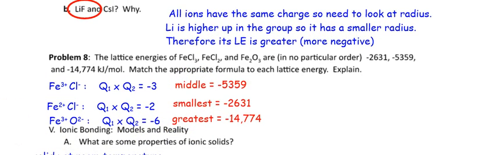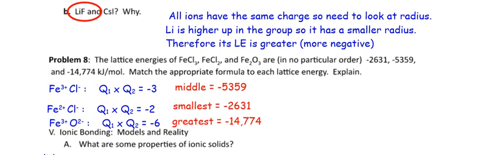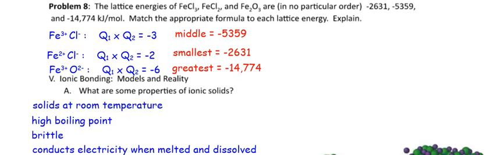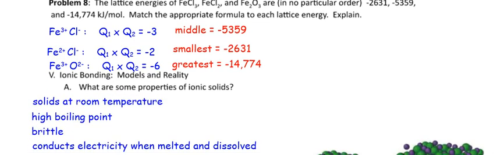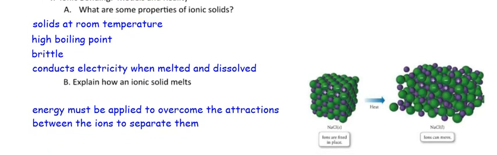So it says ionic bonding, what are some properties of ionic solids? I've already alluded to the boiling point, right? So here we go. The solids at room temperature, because it has such a high boiling point, it's going to be a solid for a very long time. High boiling point. It's brittle because of the plus and minuses along those planes. And it will conduct electricity when melted and dissolved. So while we're talking about melting, how does it melt? You have to have enough energy to overcome the attractions between the ions to separate them.